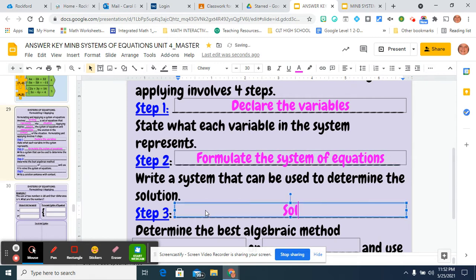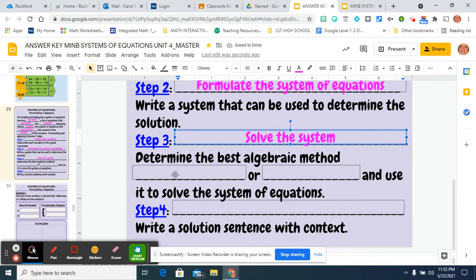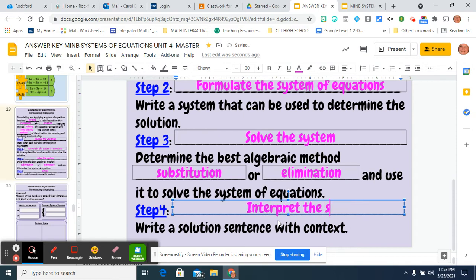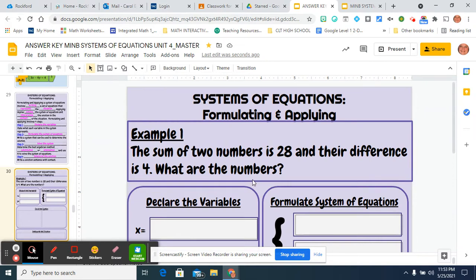Step 3, solve the system. When we're solving it, we're going to have to determine the best algebraic method, whether that be substitution or elimination, that we're going to use to solve the equation. And then step 4, interpret the solution. So that's us writing a solution sentence in context. Okay, so those are the 4 steps we're going to use. I made an outline for you on the next page. We're going to go over a couple examples.